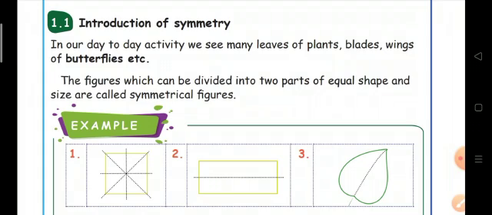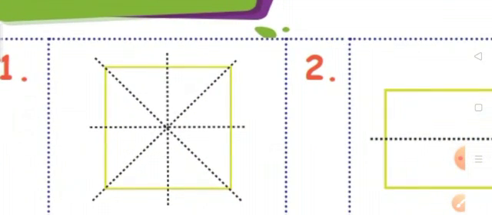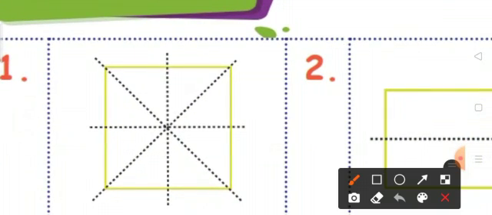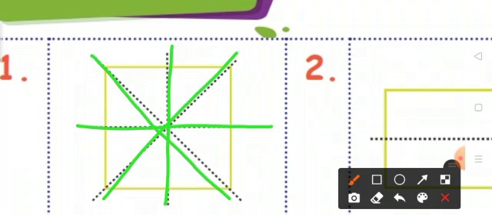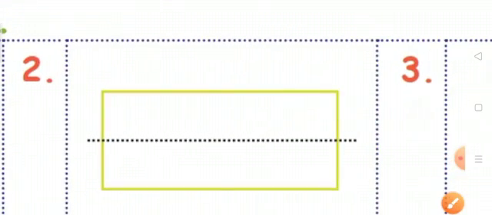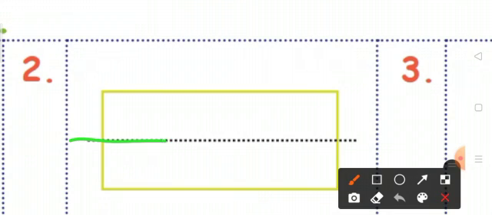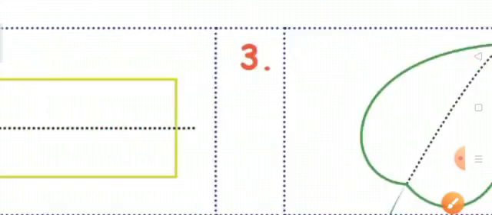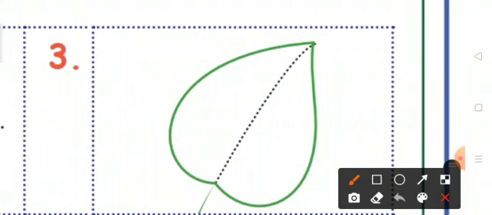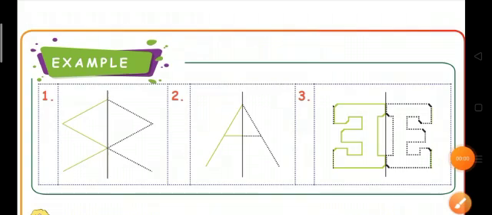See the examples. First one, square. It can be divided straight through the center, and like this it can be divided along the diagonals. Okay, next one, rectangle. It can be divided through the center. Okay, and third picture, leaf, can be divided through the center only. And next, the two halves of the figures are the mirror images of each other.